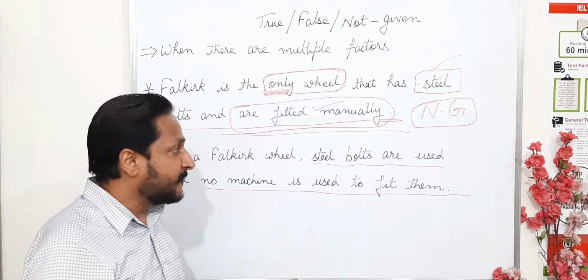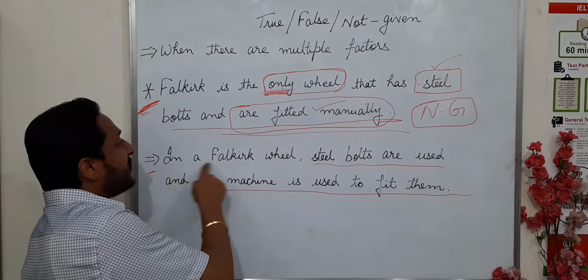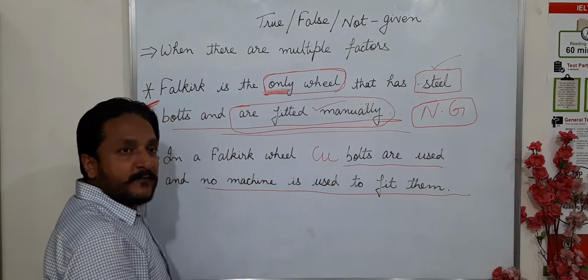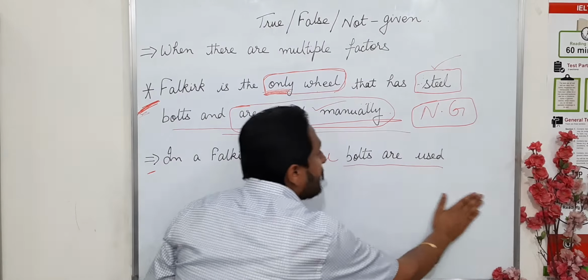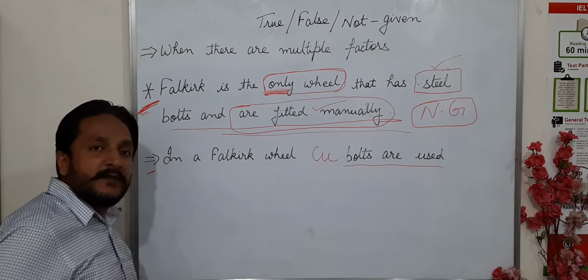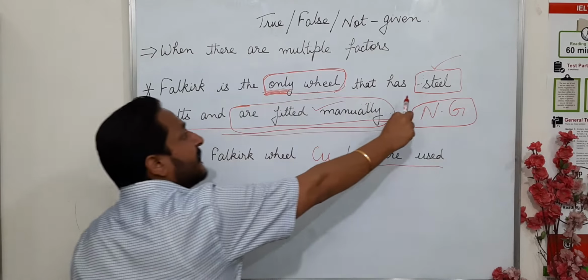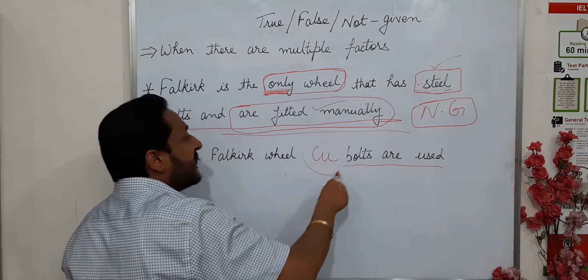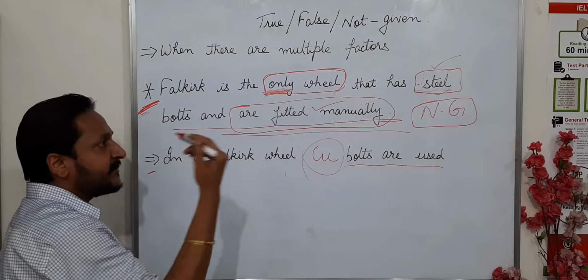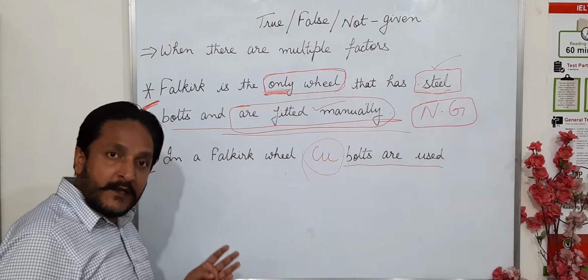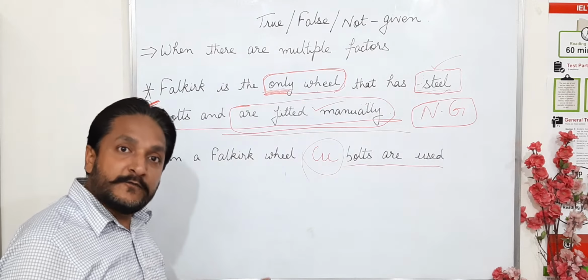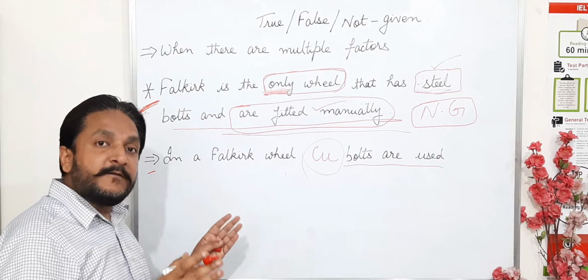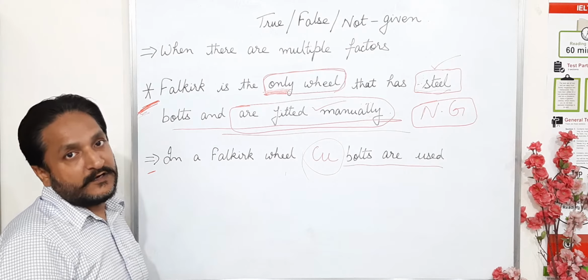So for example, over here it says in a Falkirk wheel copper bolts are used, and even though it is also not written whether they are fitted manually or not. Over here it says that Falkirk has steel bolts. Over here it says Falkirk has copper bolts. Then we will not see anything else. We'll just put it false. But if we look at not given or true first, it is very important to see if anything else is false in it or not.